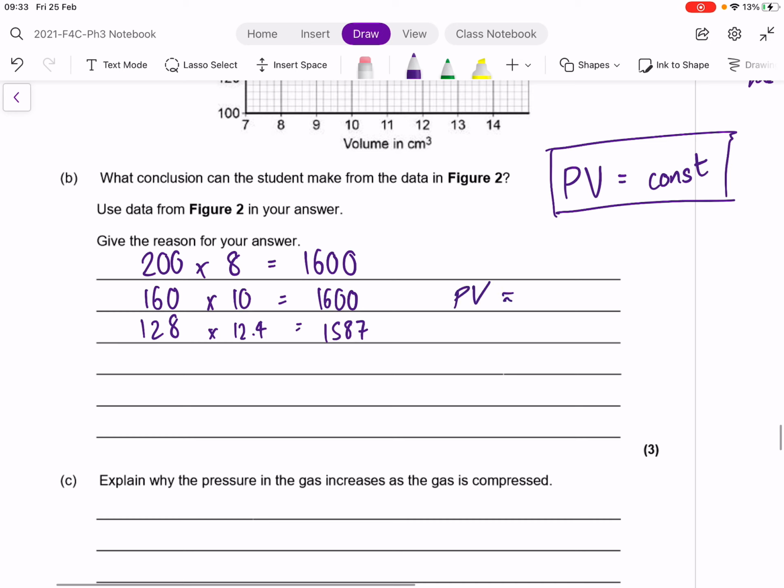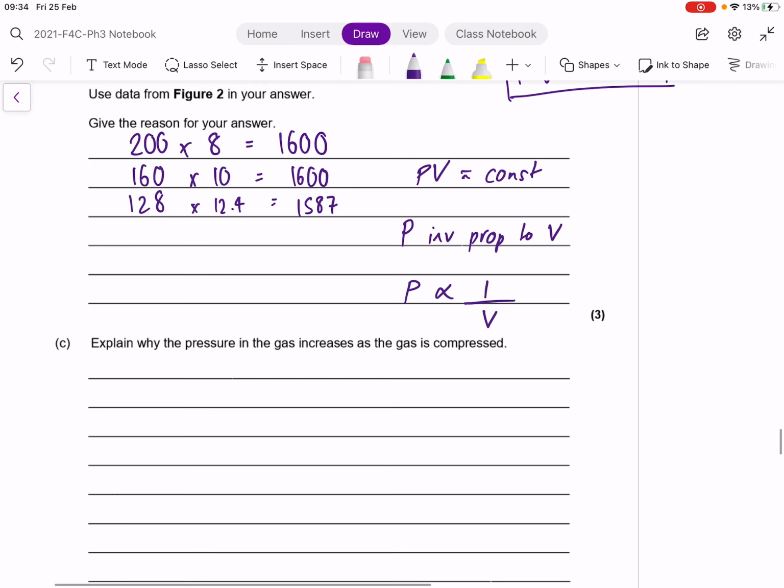PV is roughly constant. So this shows pressure is inversely proportional to volume. Another way of writing that: pressure is proportional to 1 divided by volume. If you do Astro, you might appreciate P equals K over V, the constant of proportionality.